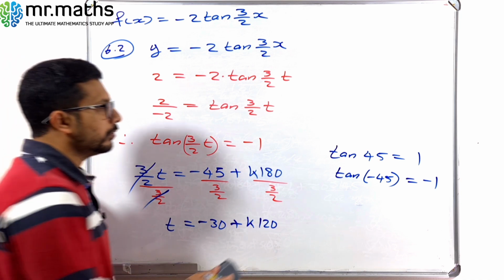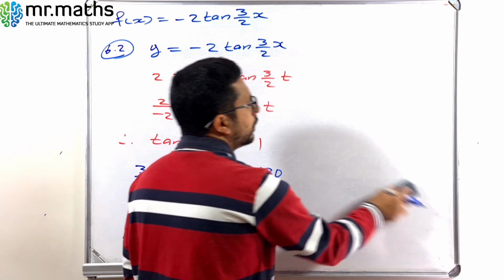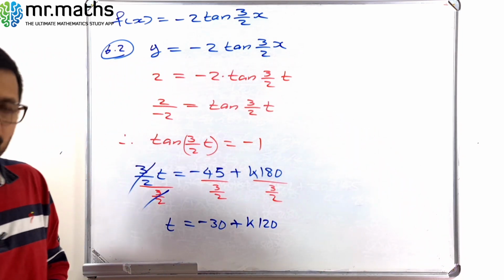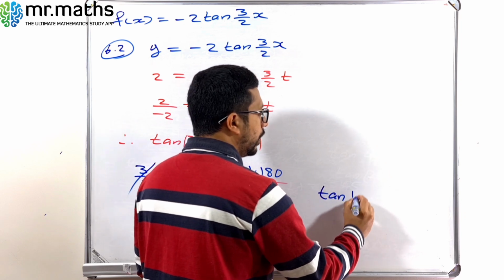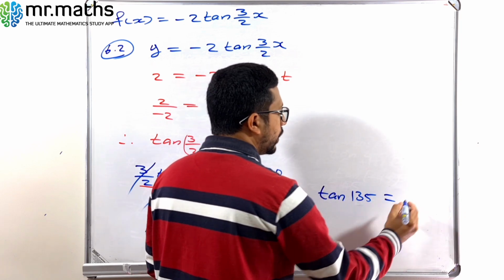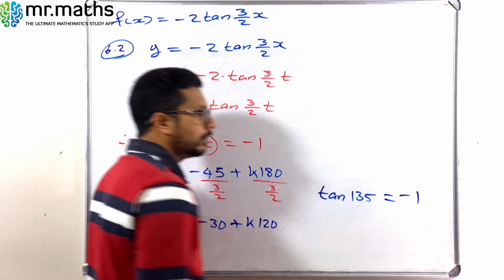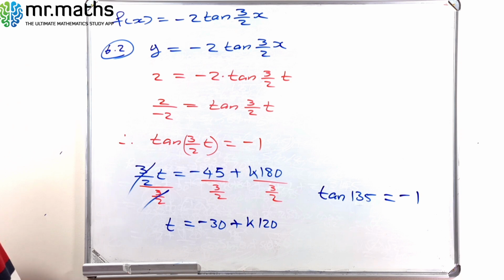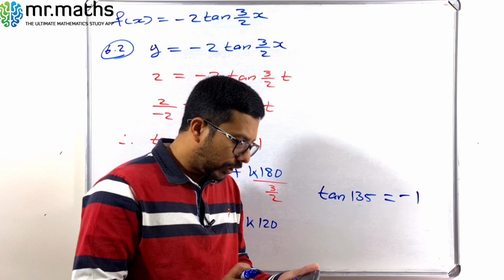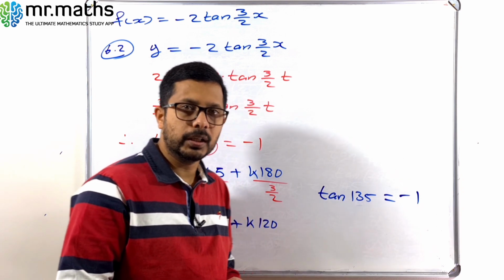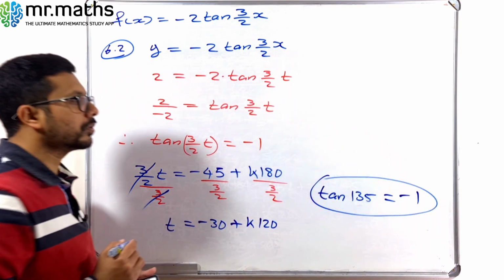Then the other solution is like what we said here, tan minus 45 is minus 1. Check what is tan 135. Tan of 135, check what is the answer. Tan 135 is also minus 1. Check in your calculator, tan 135. So when you check in your calculator, tan 135 is also minus 1. Now we know that tan 135 is also minus 1.